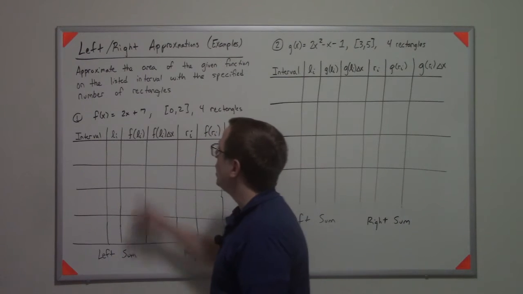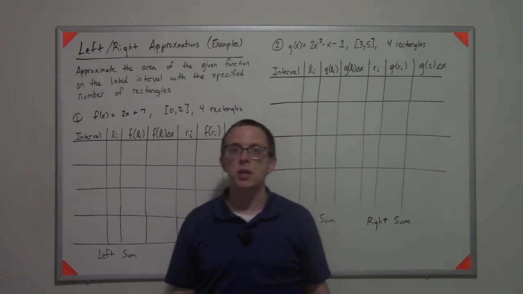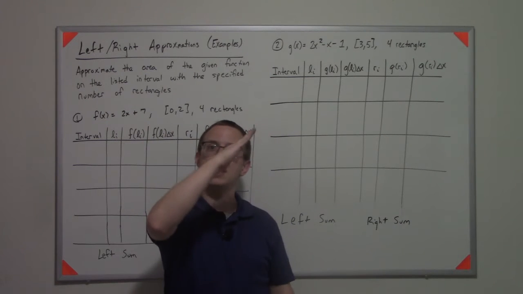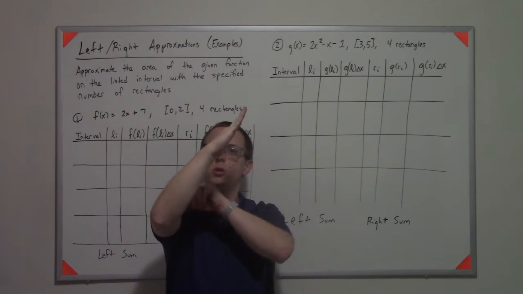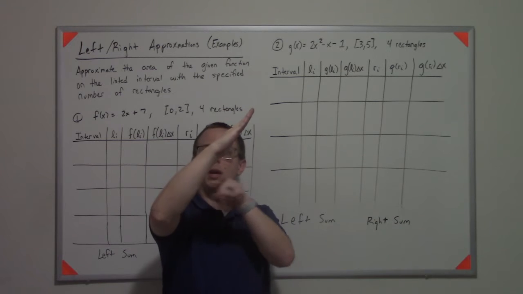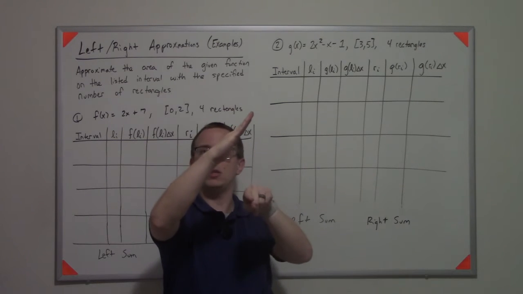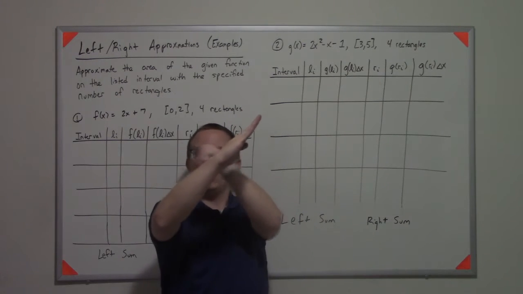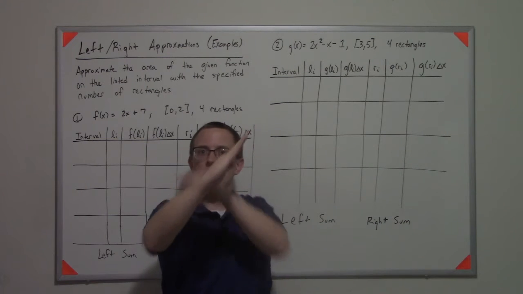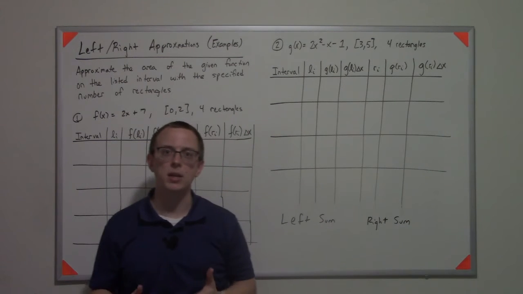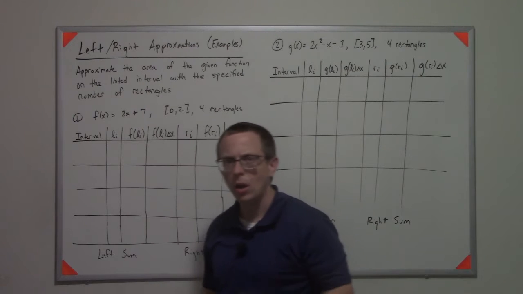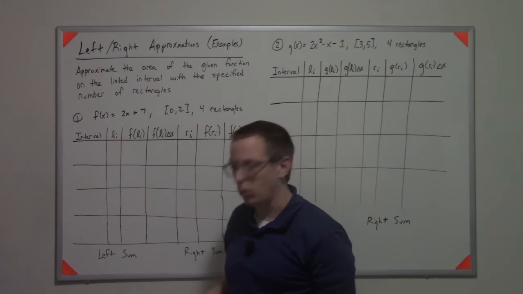Now the first one is f of x equals 2x plus 7. You should be able to visualize that. That's a line with a slope of 2. So you might think that the left rectangle is going to underestimate it and the right rectangle is going to overestimate it. So we should expect that the right-hand sum is larger. But let's do the evaluation and see if we're correct.